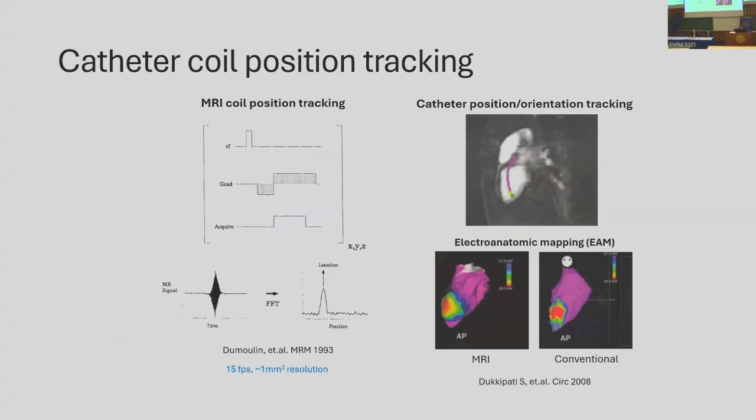In addition, these visualization coils can be used for catheter position tracking. This is work from Dr. Dumoulin, which has been critical for a lot of these interventional procedures, where you can use 1D imaging in orthogonal directions to derive device coordinates. And by placing multiple coils along the device, you can appreciate the device shape and orientation. Coupling the position information with measured electrograms, you can generate electroanatomic maps similar to what you might do in a conventional procedure.